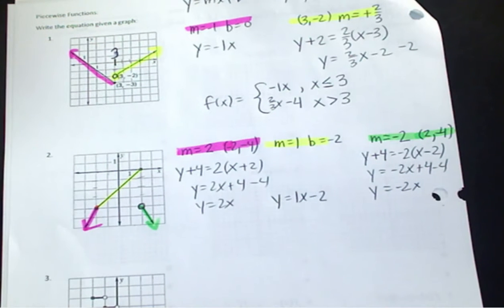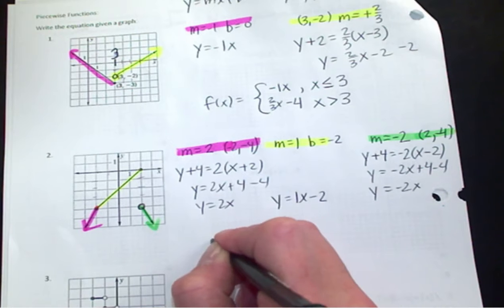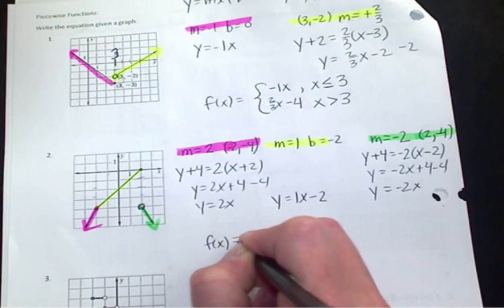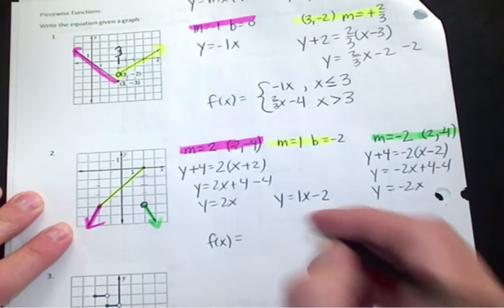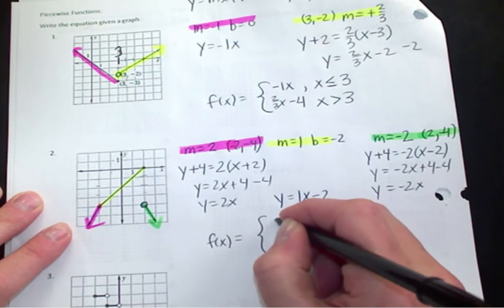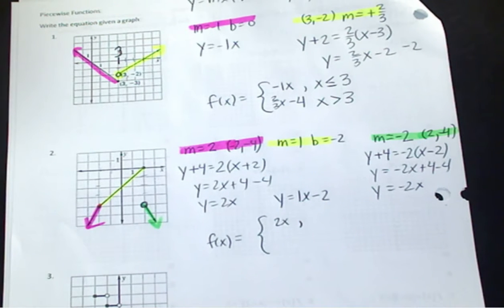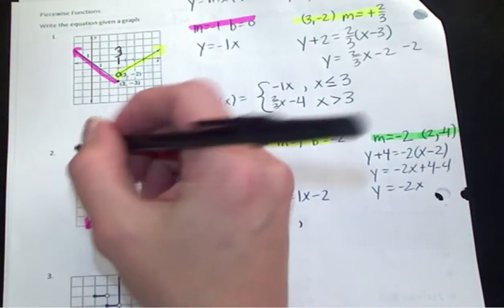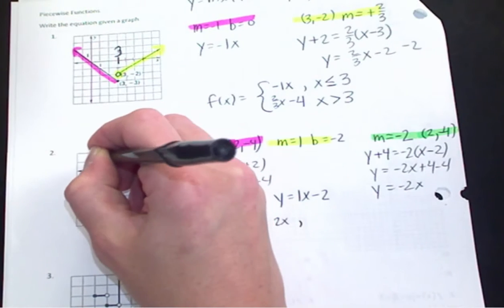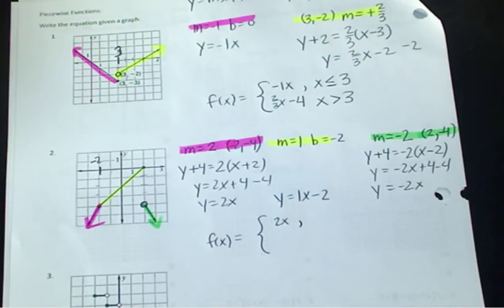Okay. I've got the 3 lines. Now I put it together into the piecewise equation. I tend to just go left to right. Okay. Positive 2x. But where is the pink line graph? Now it does have an arrow. So it's to the left of -2.